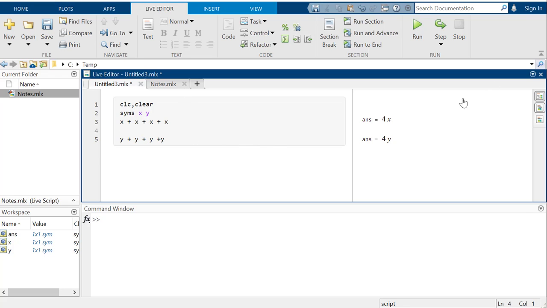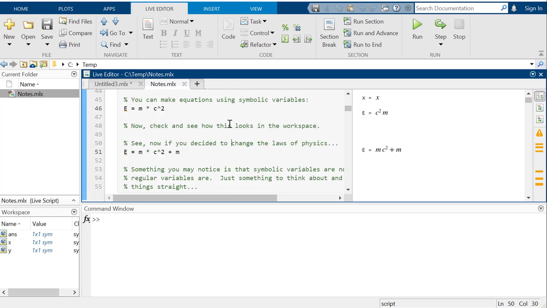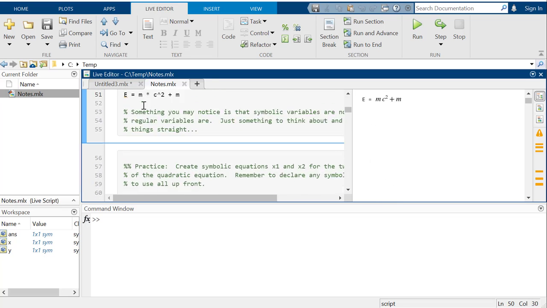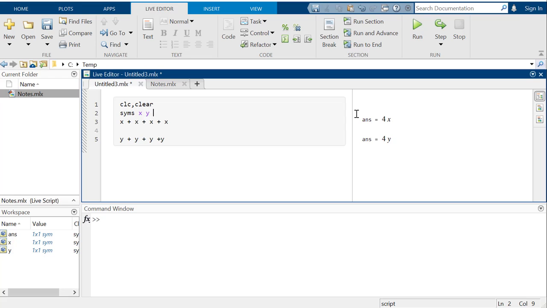Okay, so let's see what else we're going to talk about. You can go in and just play around. I like to put in E equals mc squared. So I could declare syms e m c, and I could say e is equal to mc squared. Now it reorganizes stuff just because that's what it likes to do.